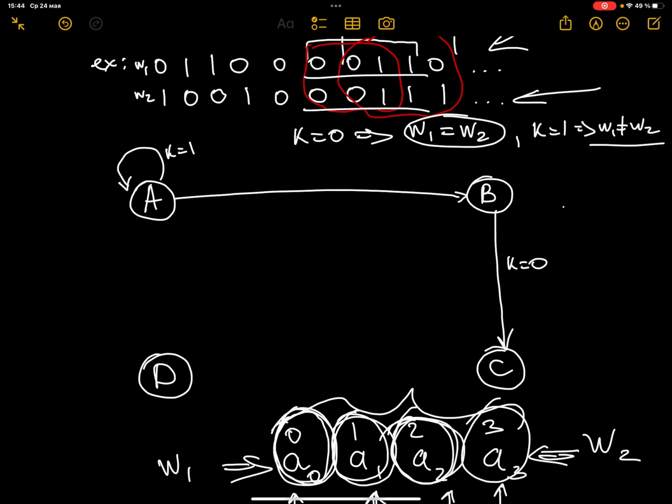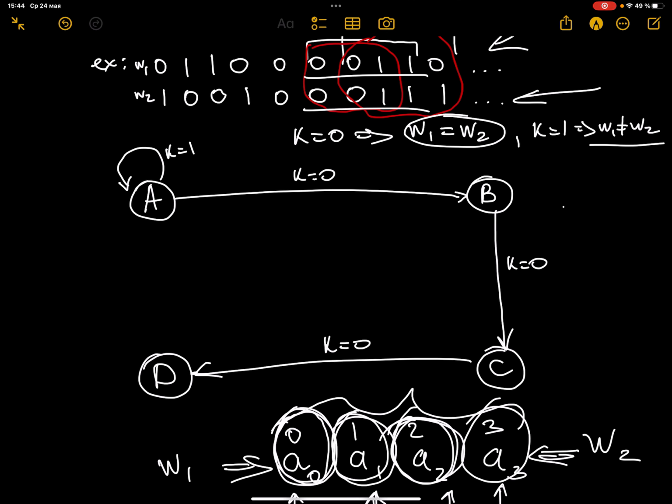So if the third bit is also the same, we're going to look at the fourth bit. Because if the fourth bit is also the same, then our Z is going to be 1, because in our case, 4 consecutive bits would be the same. K is 0, K is 0.